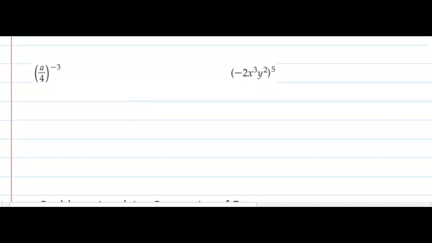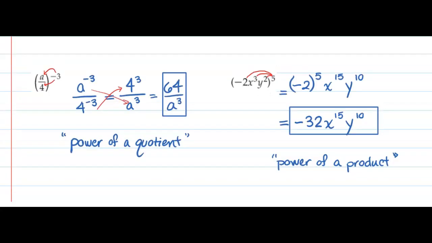Pause the video and try these next 2. In the example on the left, we have the power of a quotient property, where we're distributing that exponent to each piece inside the parentheses. Same on the right, except this is a power of a product.